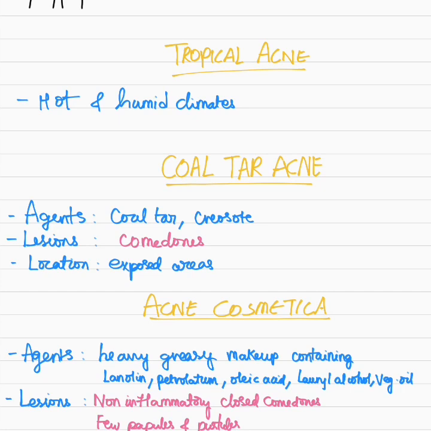Coming to tropical acne, these are nothing but acne that are seen in individuals who live in hot and humid climates, and they normally just resemble the normal acne. Coming to coal tar acne, the agents include coal tar and creosote, and the most common type of acne lesions seen are the comedones, and any exposed area of the body can be involved in coal tar acne.